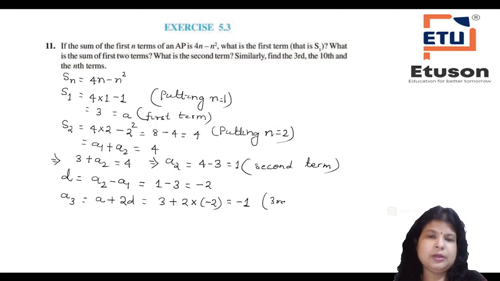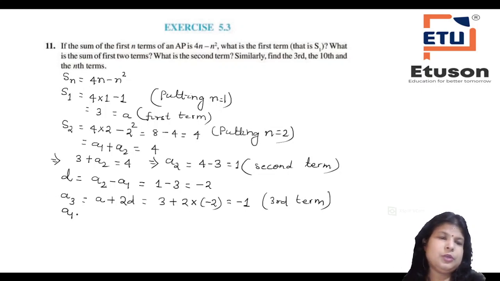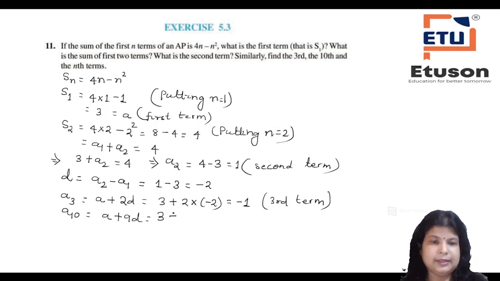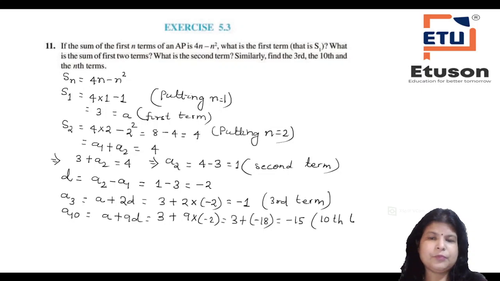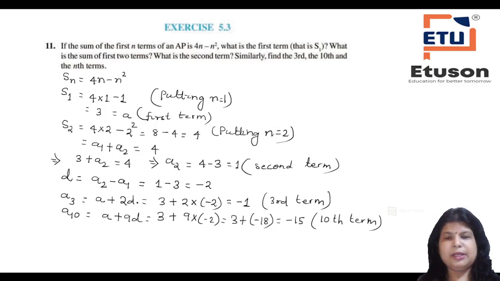So this is your third term. Suppose you need to find out the 10th term. So you will have a plus 9d. Correct or not? So what is a? 3. What is d? Minus 2. That is 3 plus minus 18, which is equal to minus 15. So your 10th term is minus 15. Correct or not? Your 10th term will be minus 15.